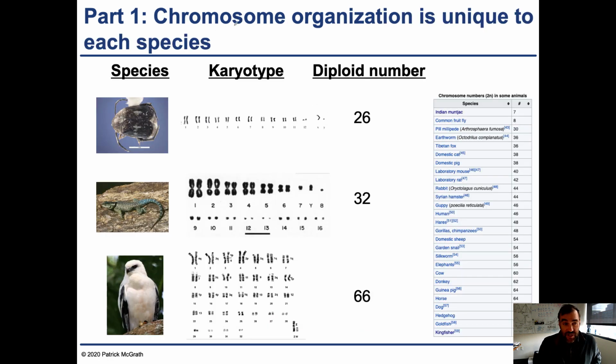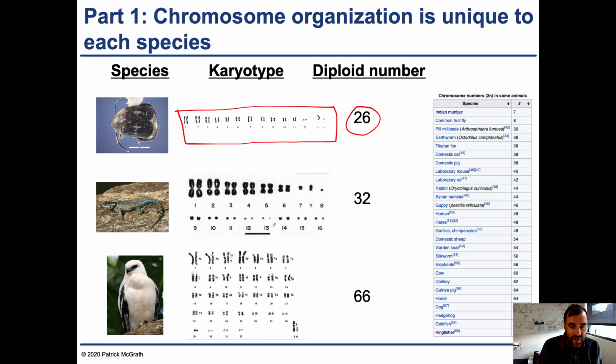Chromosome organization is unique to each species, so it's evolutionarily pretty labile, which might be surprising. For example, if we took this beetle right here and did a karyotype on it, it would look something like this, and you should be able to count. The first thing you should notice is that it's diploid, because there are 2 copies of each chromosome, and then there are 12 autosomes and 1 sex chromosome. If you counted all these up, the diploid number of this beetle would be 26.